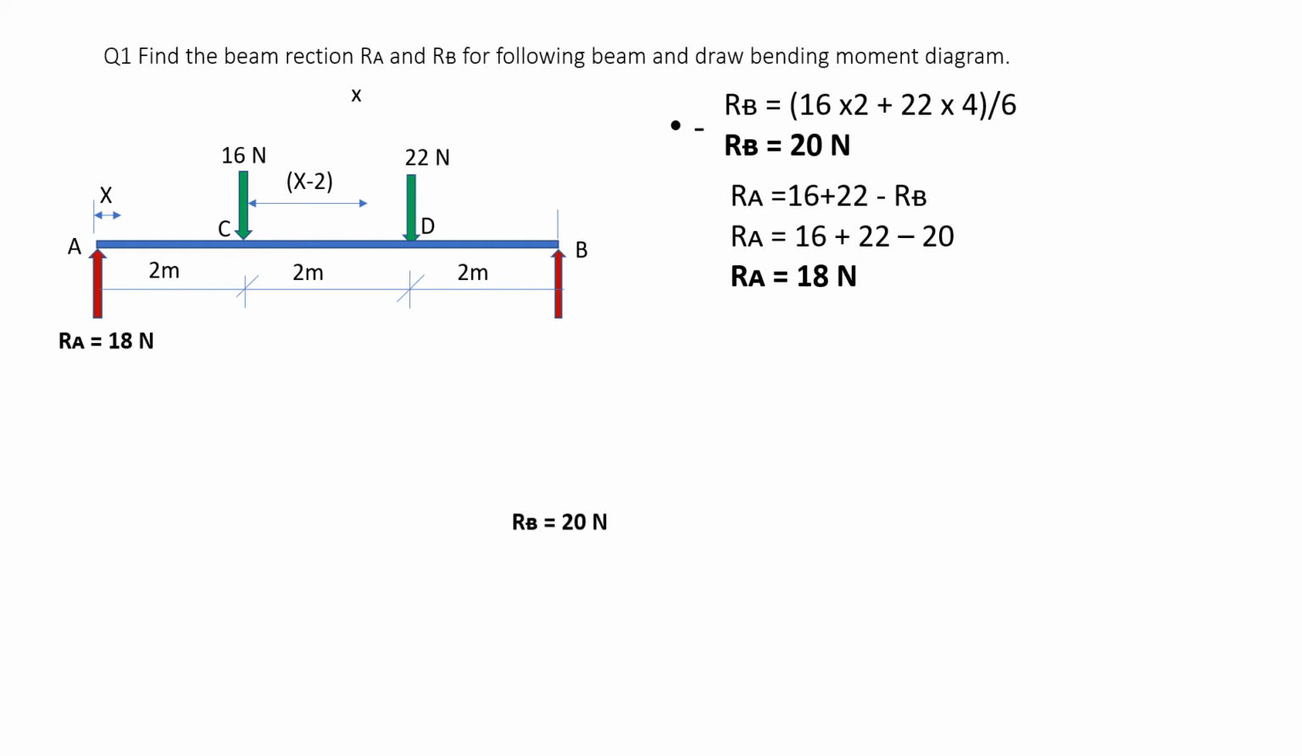Show the RA and RB in the beam diagram. RA is equal to 18 Newton and RB is equal to 20 Newton. This much of the problem is the same as how we find the beam reactions. Now, how do we draw the bending moment diagram?